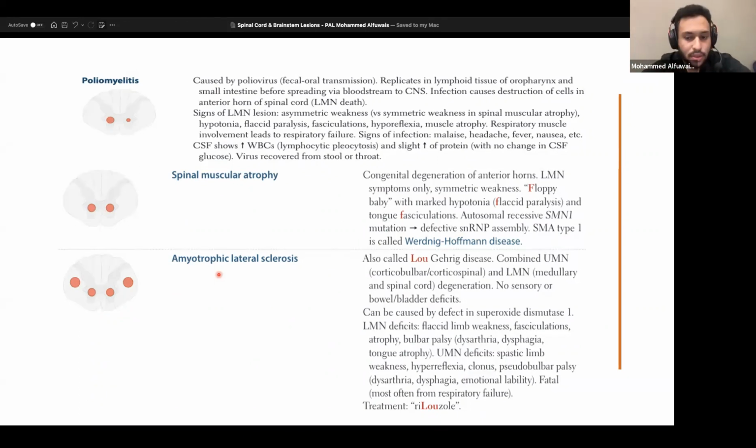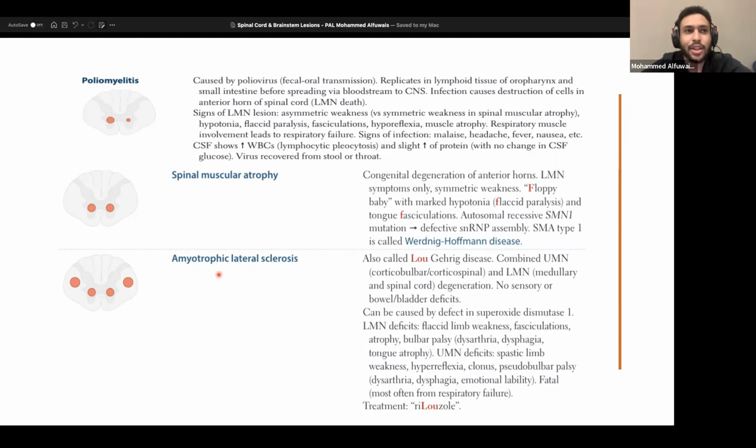This is because of a deficiency or a defect in superoxide dismutase 1, which will cause an increase in the reactive oxygen species, the free radicals, and this will cause inflammation of areas of the spinal cord, specifically the anterior gray horn cells and the corticospinal tract. However, it will affect above the spinal cord as well. So it might affect the brainstem.